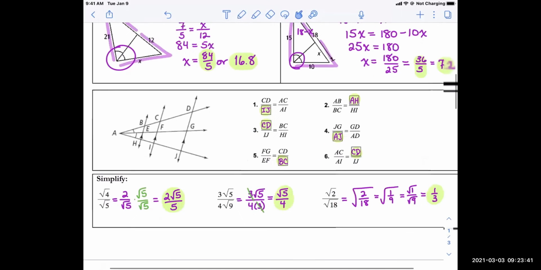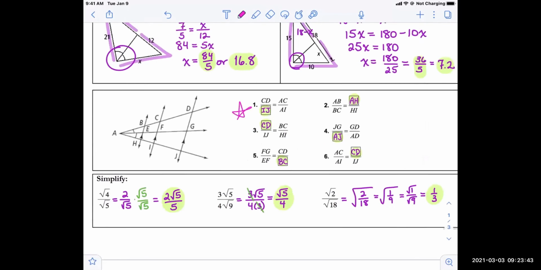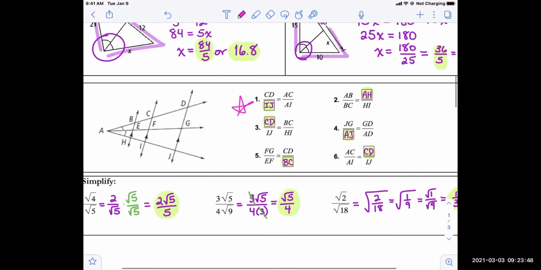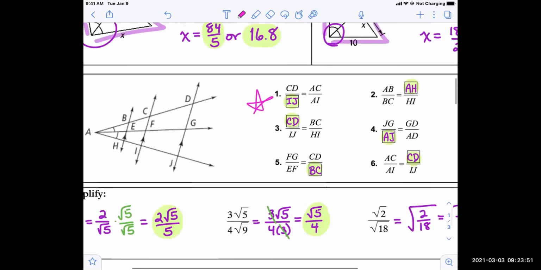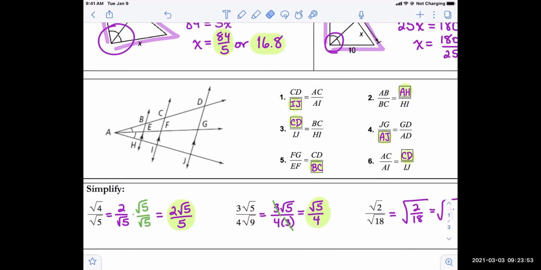I put some of these on the homework for tonight. I want to make sure that you are understanding what's going on with these proportions. So because we have parallel lines here, it cuts those segments proportionally. Okay, so that means that something like CD to IJ is going to be the same thing as AC to AI. So you're kind of picking pieces that are in the same spots.